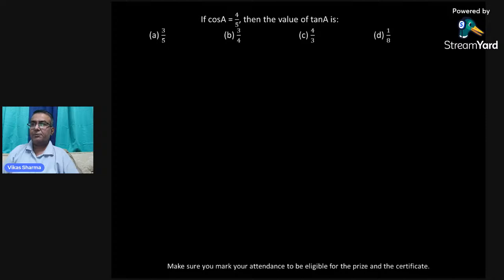If cos A is equal to 4 upon 5, then what is the value of tan A?